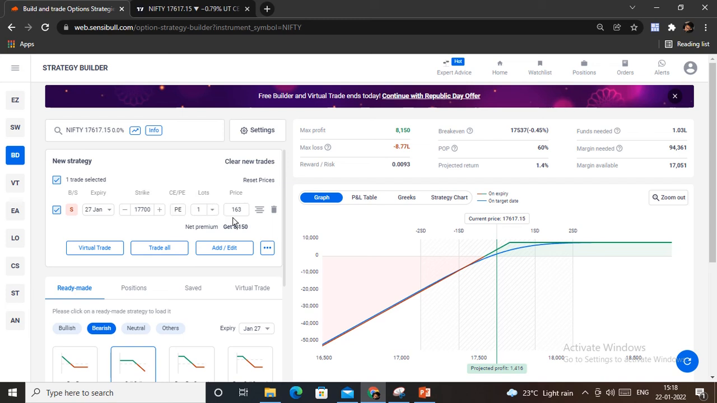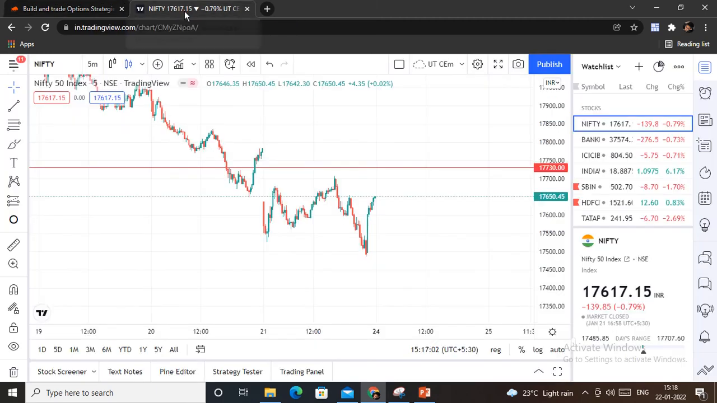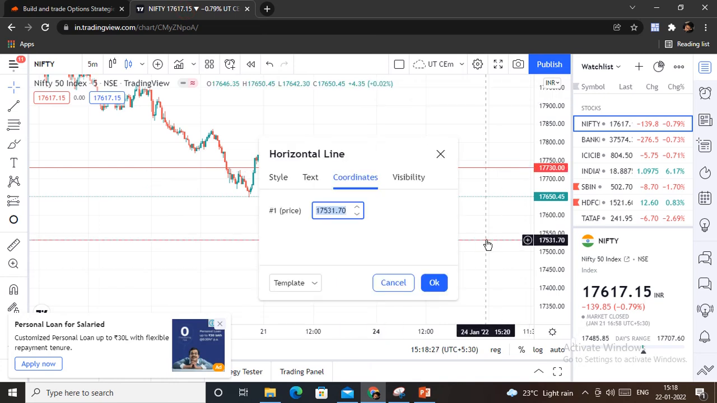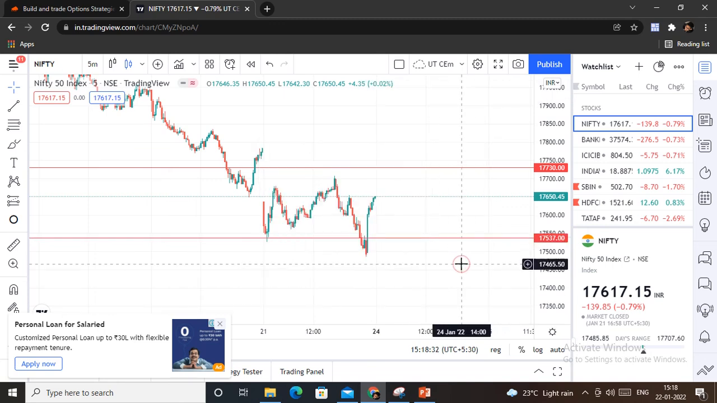And if someone is selling the 17,700 put here, what is the break-even point? It's the present price minus the time value, that is 17,600 minus 63, so the break-even is 17,537. So what is the level these put option sellers will try to defend? It's this break-even point, 17,537. This is perhaps the level that the put option sellers will try to defend.